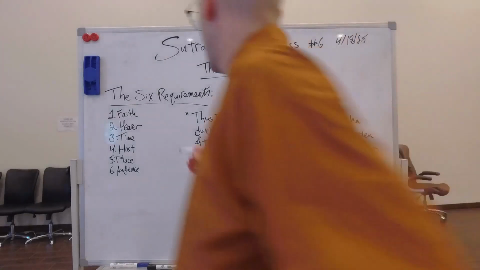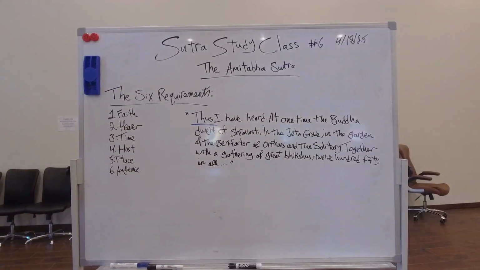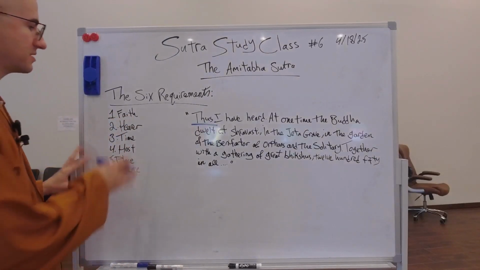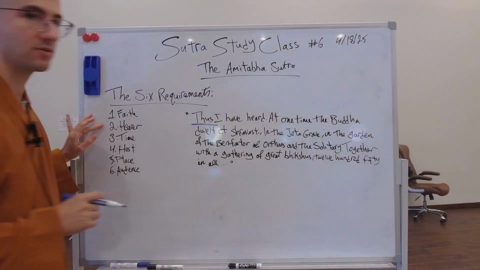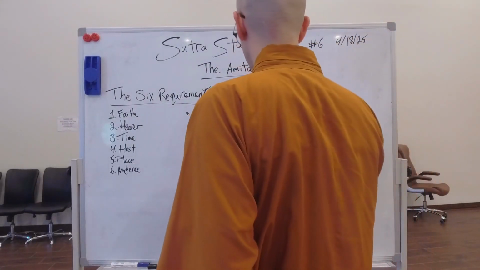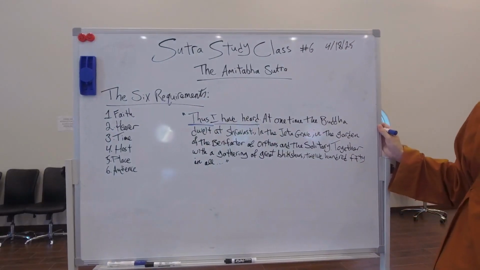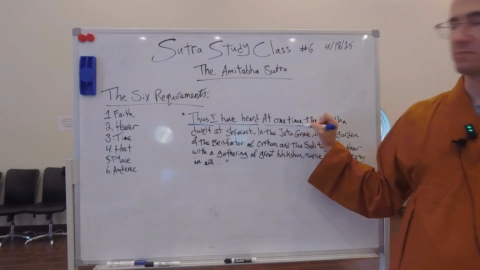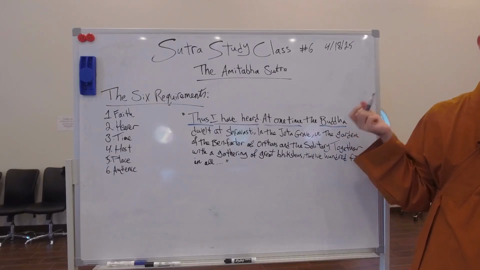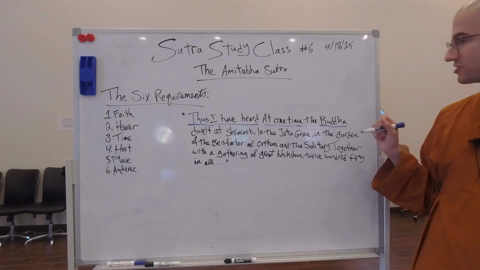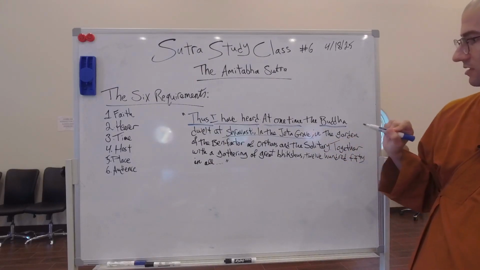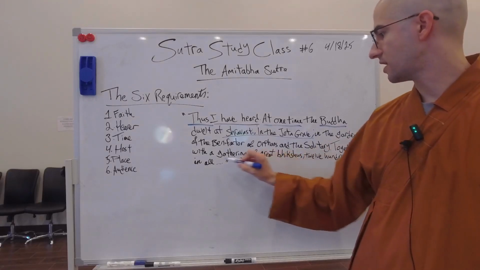So in this case, thus fulfills the requirement of faith. I'll go into detail of all the requirements a bit later, but I just want to point out which one is which. So thus fulfills the requirement of faith. And then I have heard, fulfills the requirement of hearer of this. And then at one time fulfills the requirement of time. And Buddha is the host, obviously, he's hosting the sutra, or the discussion. And Shravasti in the Jeta Grove fulfills the requirement of place. And the audience is the gathering of great bhikshus.